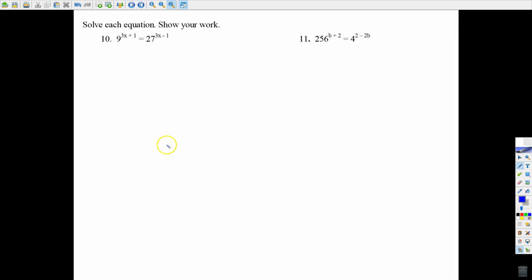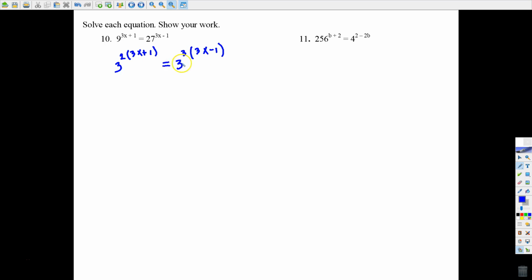Okay, we're ready for numbers 10 and 11. For these problems, we need to come up with another way of writing 9 and 27 using the same base in both cases. So for example, I know that I can represent 9 as 3 squared. So all I did on the left side of this equation was change 9 to 3 squared. But the trick is, since I used 3 as the base to represent 9, I also have to use 3 as the base to represent 27. And that's 3 to the third. And this is called the common base technique.